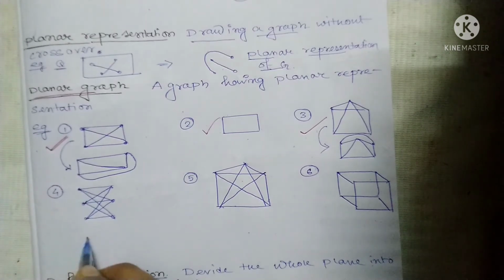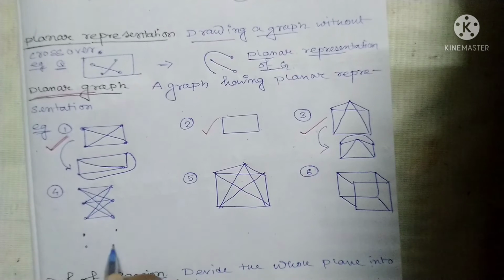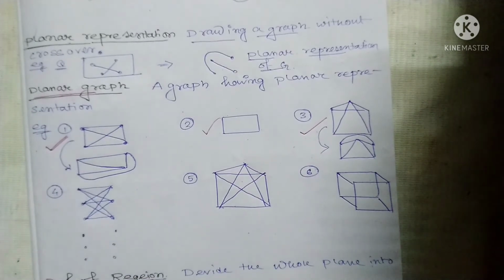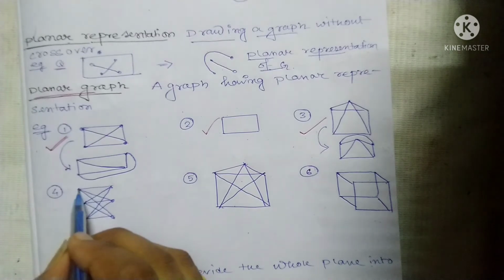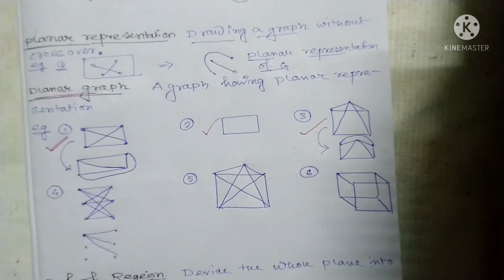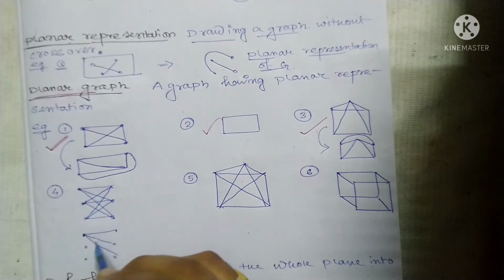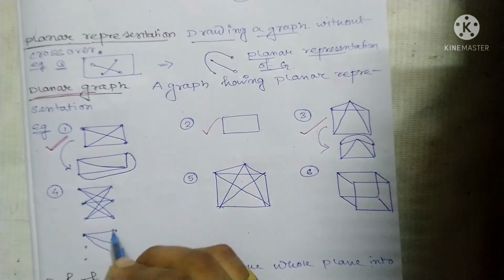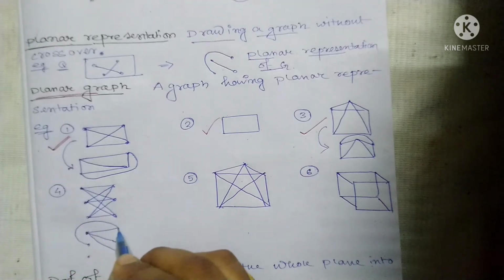Let's do it. Why will you believe my words? Let's do it. Okay, I'm just putting the vertices. Now for this vertex there are 3 edges, just draw like this. Okay, for this vertex, let's suppose we have to draw this without any crossover, so we can do like this.